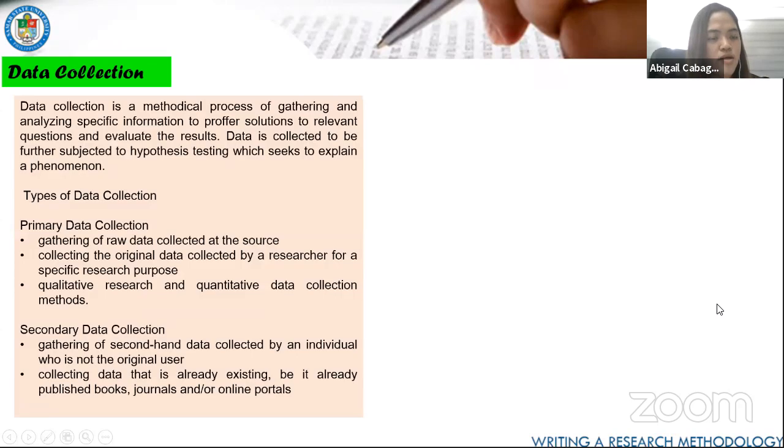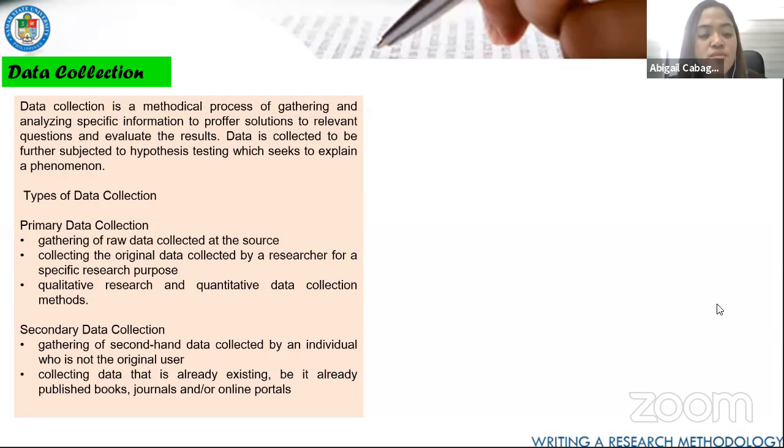Okay, now, in the data collection method, data collection is a process of gathering and analyzing specific information to proffer solutions to relevant questions and evaluate the results. The data is collected to be further subjected to hypothesis testing, which seeks to explain a phenomenon. So we have two types of data collection. We have primary data collection and secondary data collection.